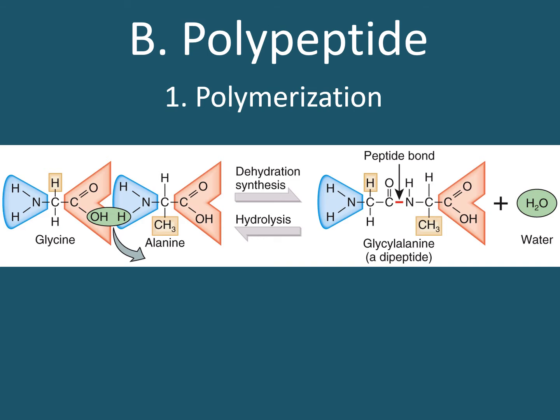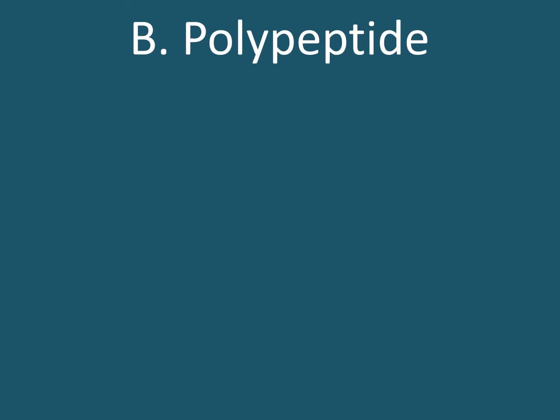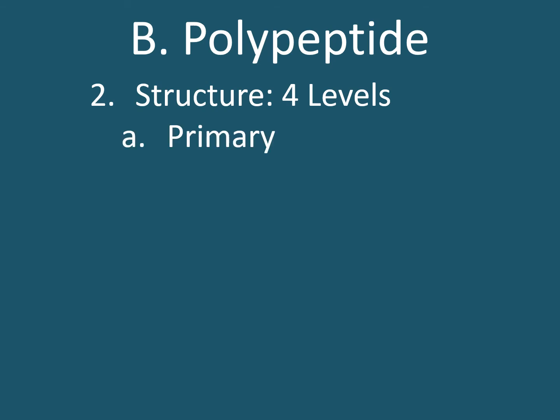Proteins are broken down by hydrolysis. Once a protein is built, it can be described at 4 different levels of structure. The first level is known as primary structure.